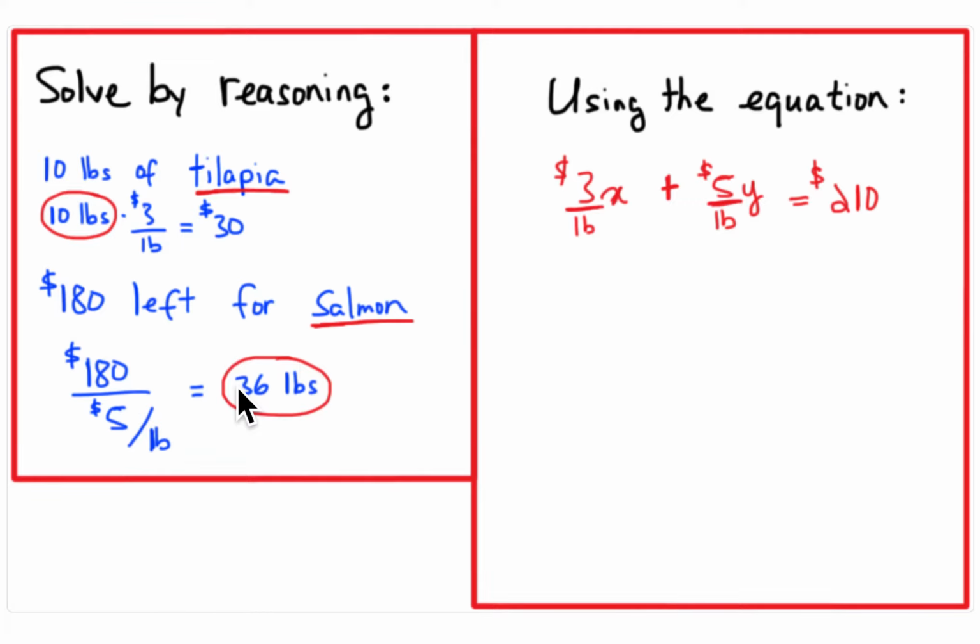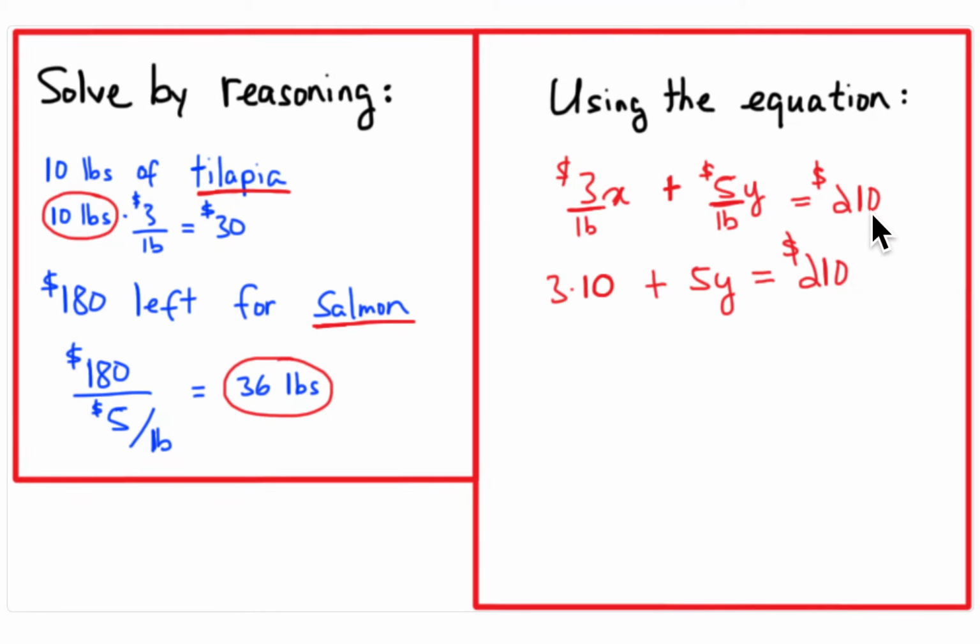And furthermore, the numbers are going to become more difficult as you go farther in math. So it's developing a trust in doing the algebra and understanding that there is a way to reason through it, but pretty soon you'll just do the algebra. But at least you have in your mind a way to reason through that algebra, what's going on in the problem. All right, so this is 3x, so $3 per pound times x plus $5 per pound times y equals $210. So you're going to write that as 3x plus 5y equals 210, but it's 3 times 10 because this x is 10 pounds. So that's 3 times 10 is 30.